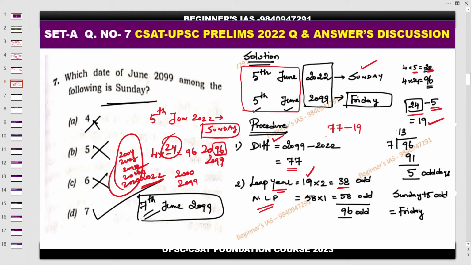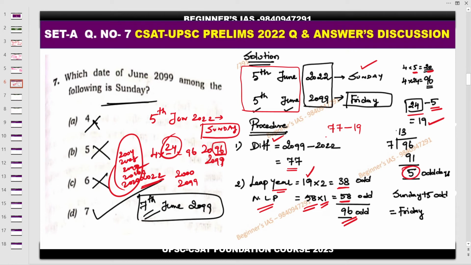What is 77 minus 19? 58. So 58 non-leap years are there, therefore 58 odd days, since one non-leap year contains 1 odd day. So totally how many odd days? 96 odd days. After finding this, I'm just dividing by 7. So I'm getting 5 odd days.